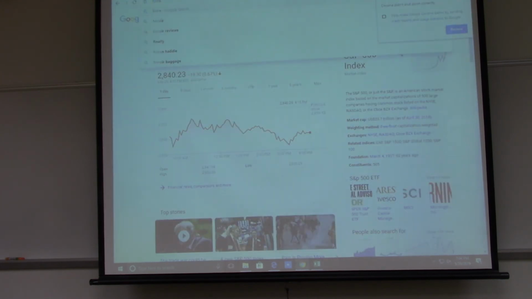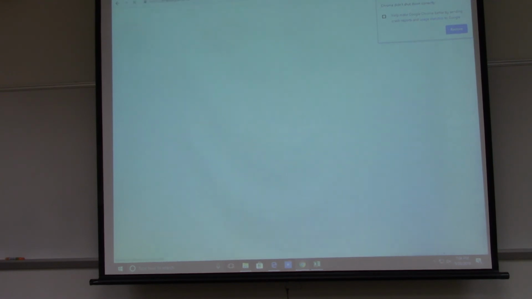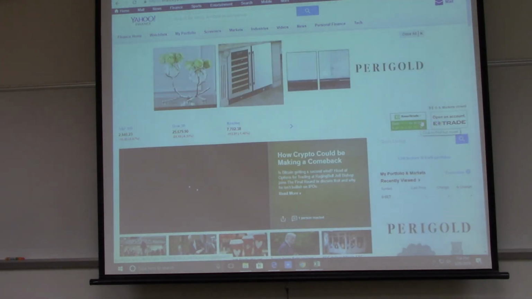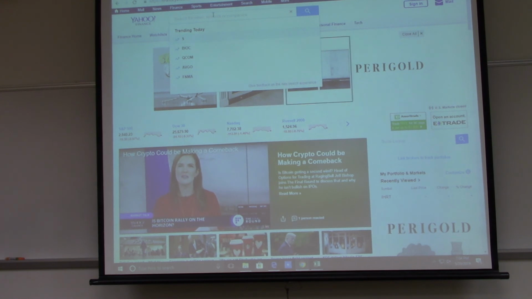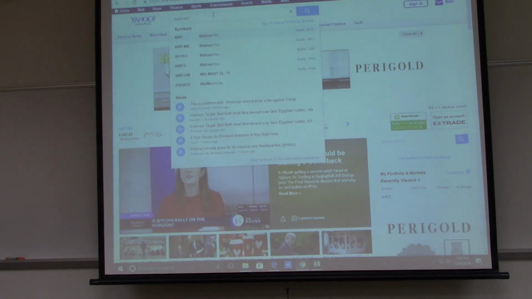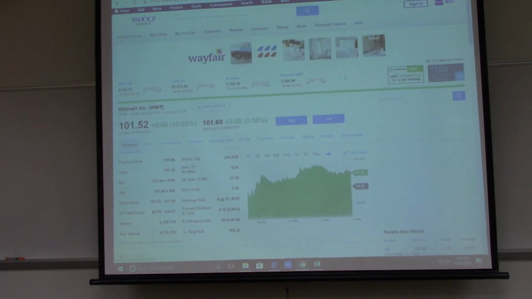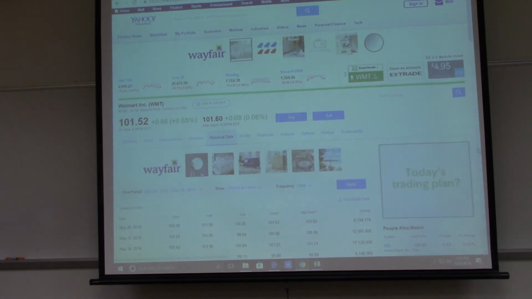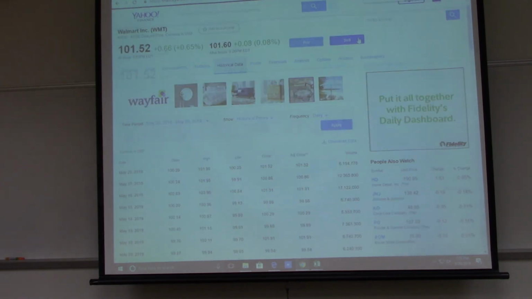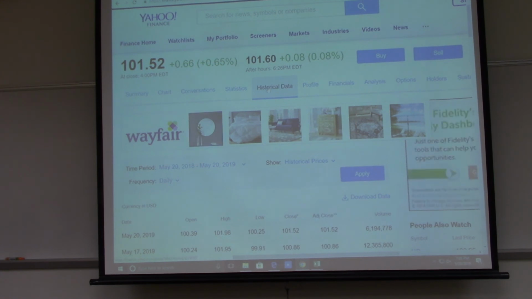to finance.yahoo.com. Go to it, and then look for, over here, look for Walmart. And you see this is the information. The Walmart stock price is $101.52. And then what you do is click on historical data. Okay, and then click on historical data here. So it will give you the stock prices in the past.